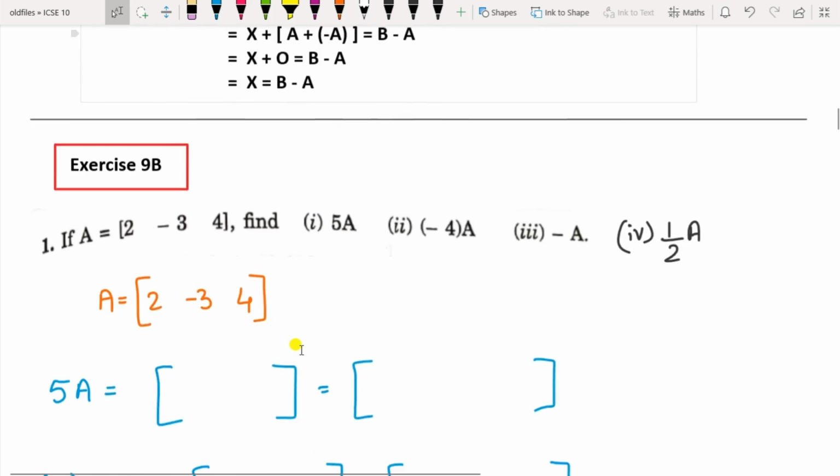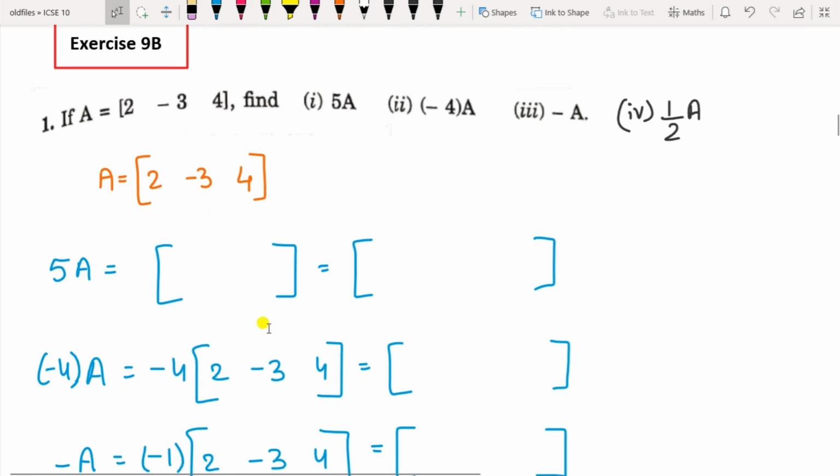Let us start with exercise 9b. The first one given here is A equals the row matrix 2, minus 3, 4. We have to find the values of 5A, where A is multiplied by 5, then A multiplied by minus 4, then A multiplied by minus 1, since no number means minus 1, and then A multiplied by 1 by 2.